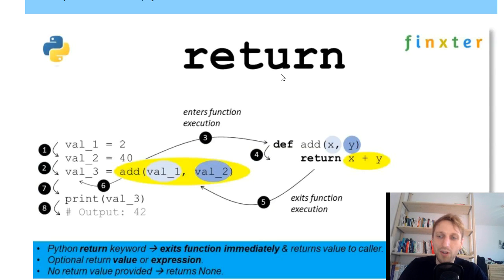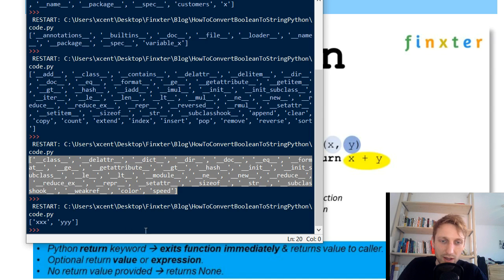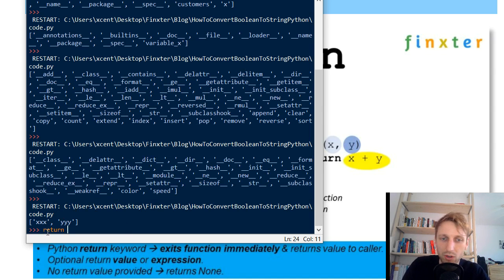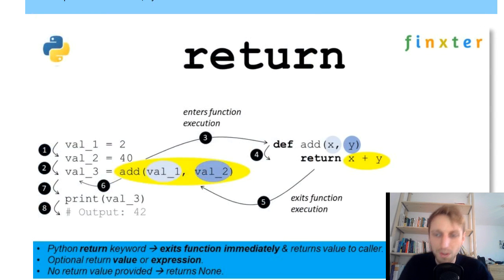So the return keyword is one of about 30 keywords in Python that have a special meaning. If you type in return, it is usually highlighted in a code shell, so it indicates that it's a special keyword with special meaning. And what is that special meaning?